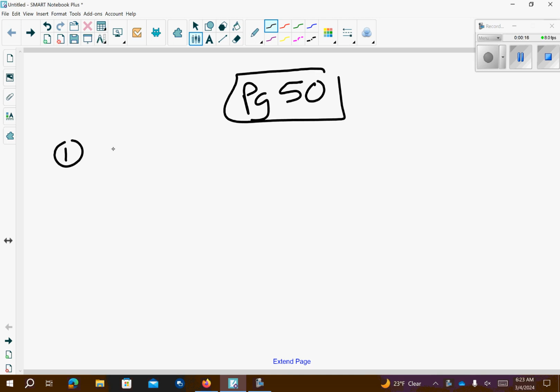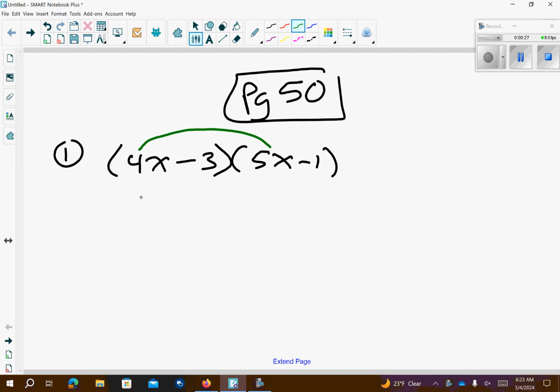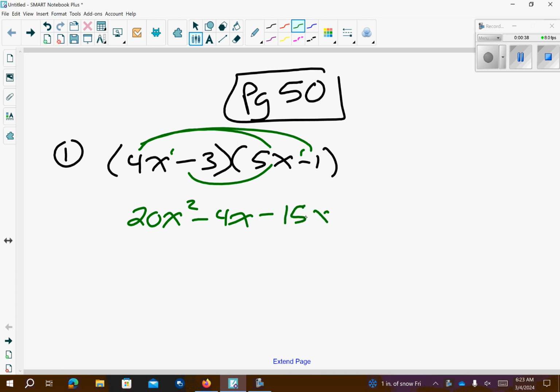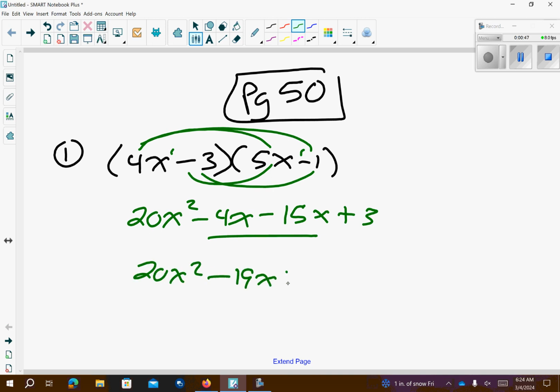Looking at problem number 1, we'll work this one out together. So I have 4x minus 3, 5x minus 1. Remember, this is the double distribute that we've been doing, so we're just kind of circling back to it. So I'm going to multiply those. That gives me 20x squared because those are both to the first power. Minus 4x, minus 15x plus 3. And then those are like terms. This is not a like term because it's x squared, okay? So minus 19x plus 3.